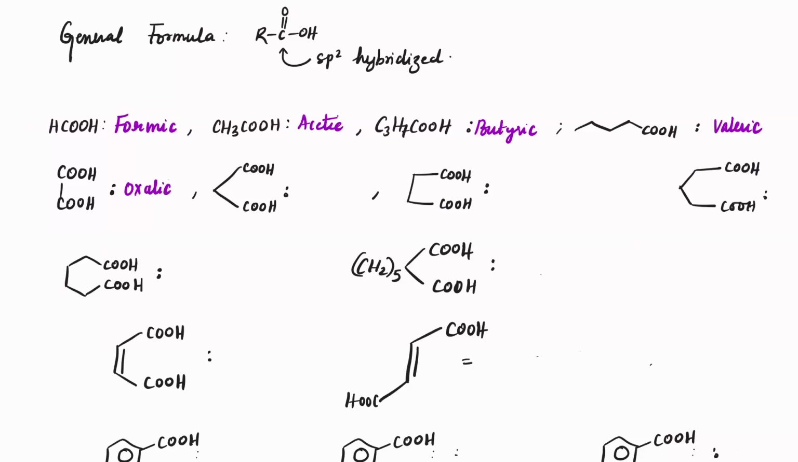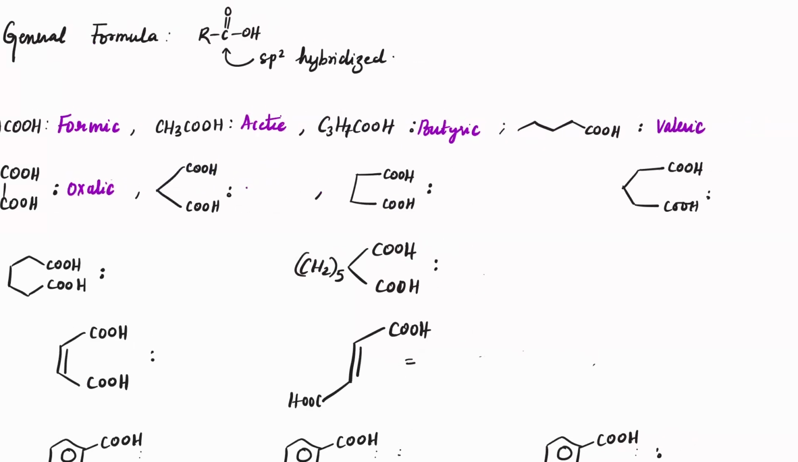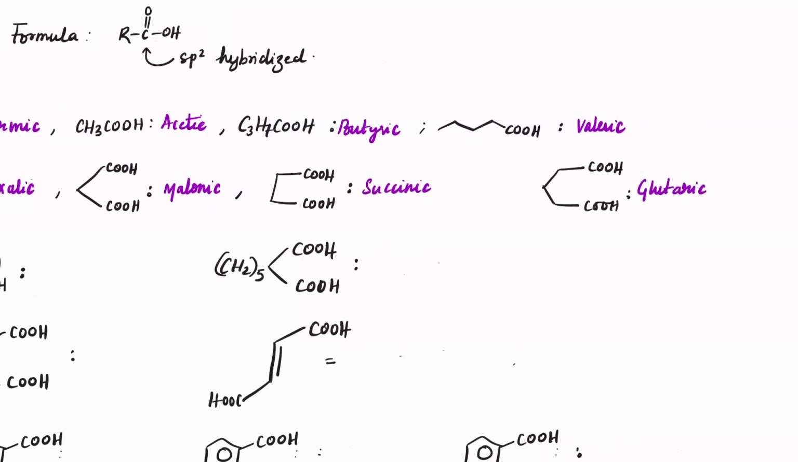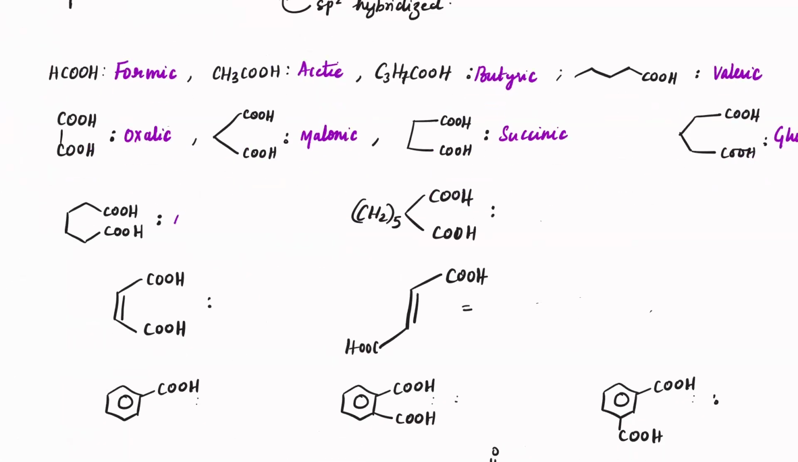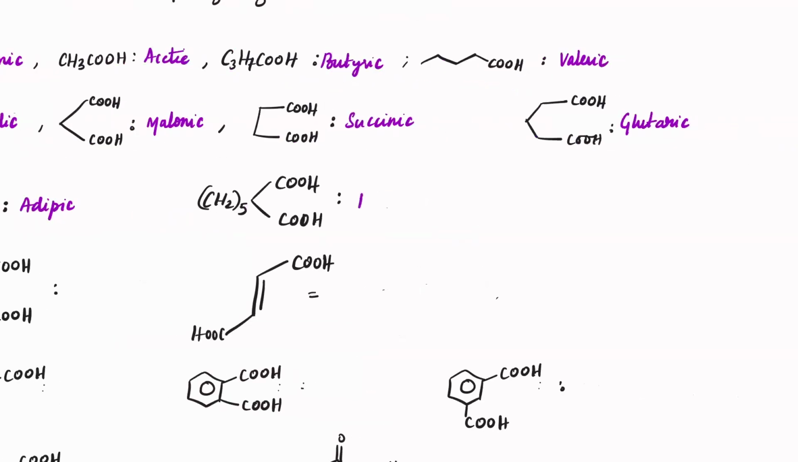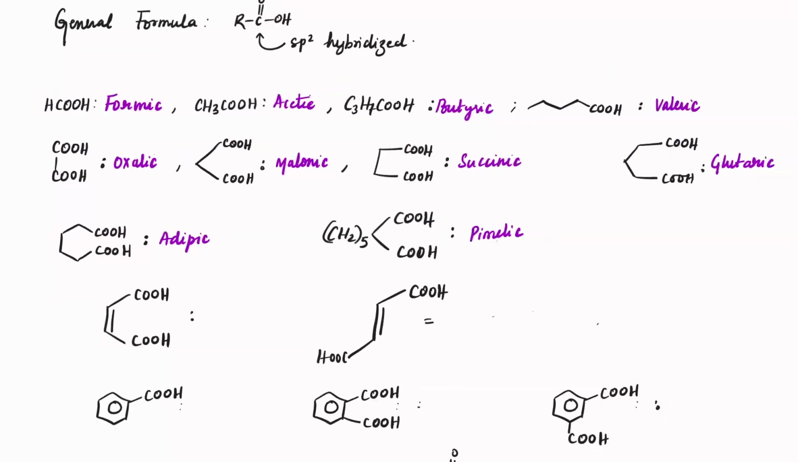oxalic acid. And for dioic acids, as you start increasing one carbon, each molecule has a different name. This is malonic acid, succinic acid, glutaric acid, adipic acid, and this is pimelic acid. These are all the acids.